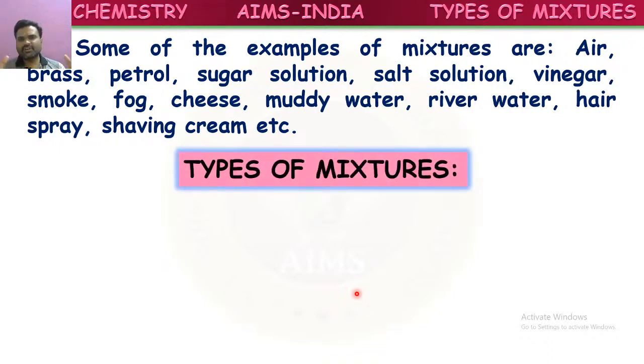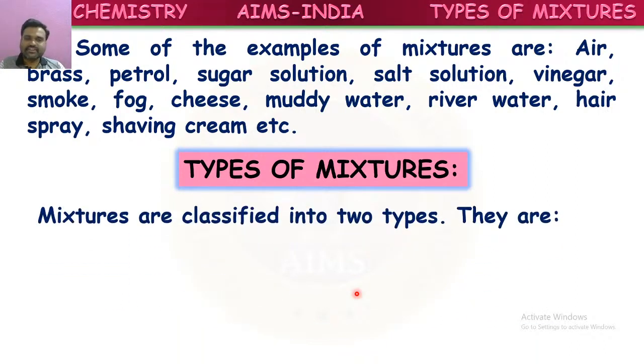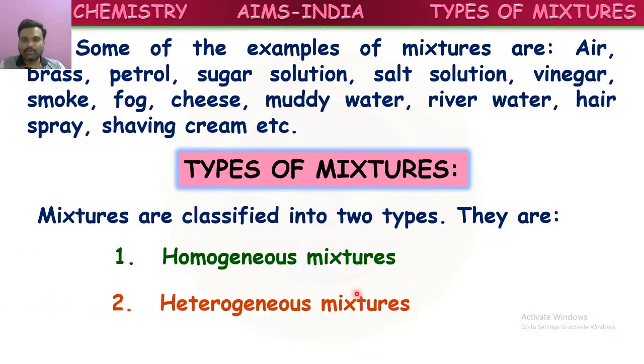So as we said, these are different types of mixtures. How to classify these mixtures? What are the different classifications for these? On which basis can we classify them? Now let us see that. Mixtures are classified into two types. They are homogeneous mixtures and heterogeneous mixtures.